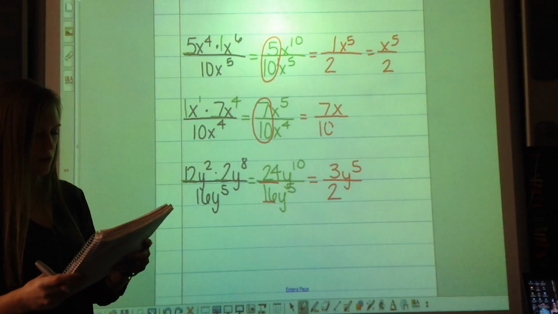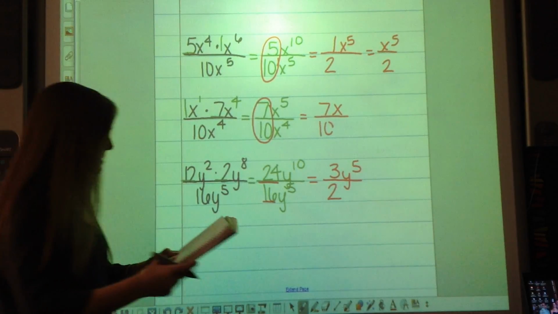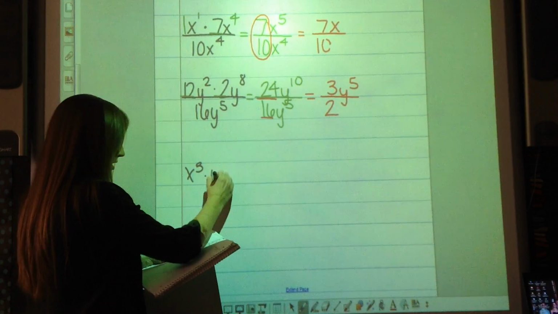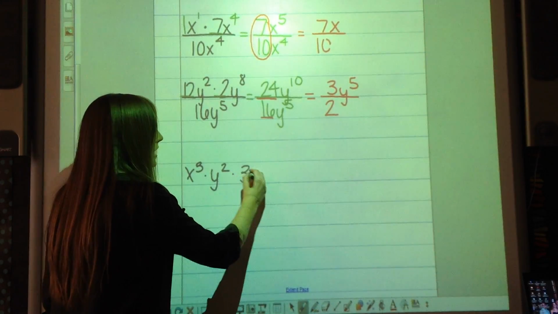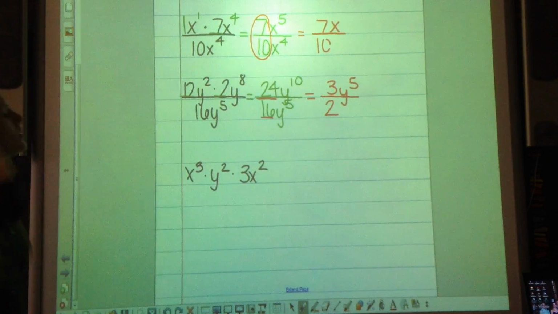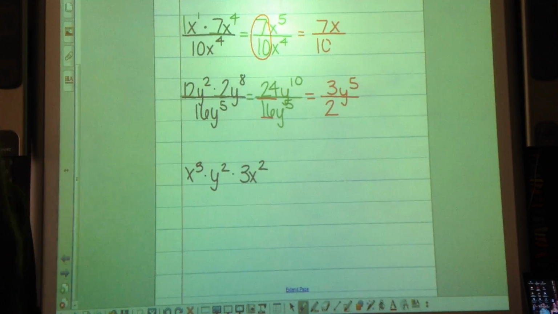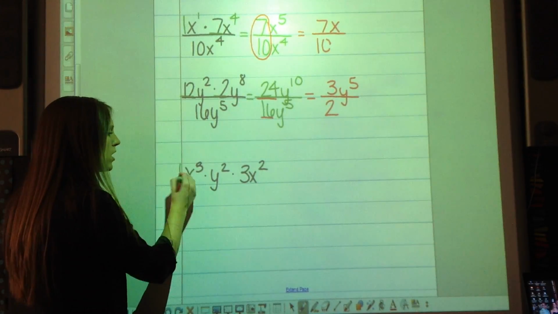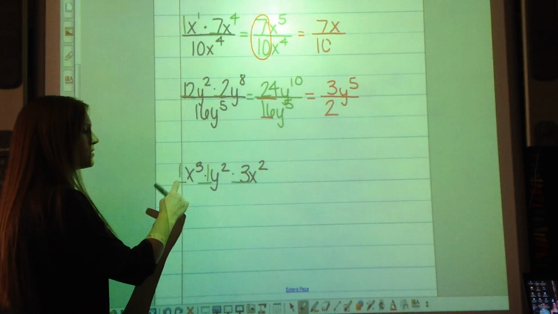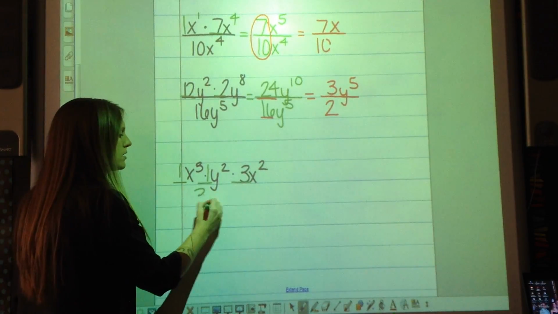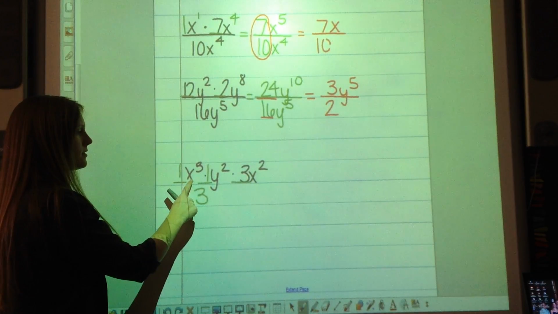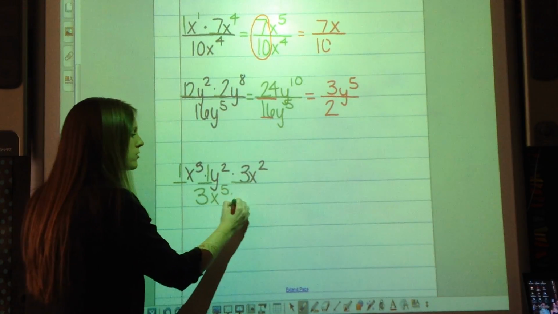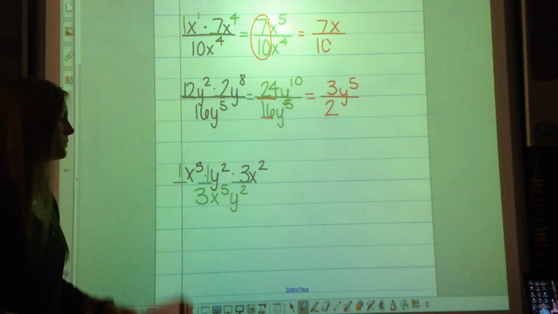You're going to see a couple other things. For example, you might see this. x cubed times y squared times 3x squared. You're really just breaking it down into steps. Okay, I'm going to work with the coefficients first. It's multiplication. This is a 1, this is a 1, and this is a 3. So 1 times 1 is 1 times 3. Now I'm going to work with the x's. x cubed times x squared is x to the 5th. There are no other y's, so I just drop it down.